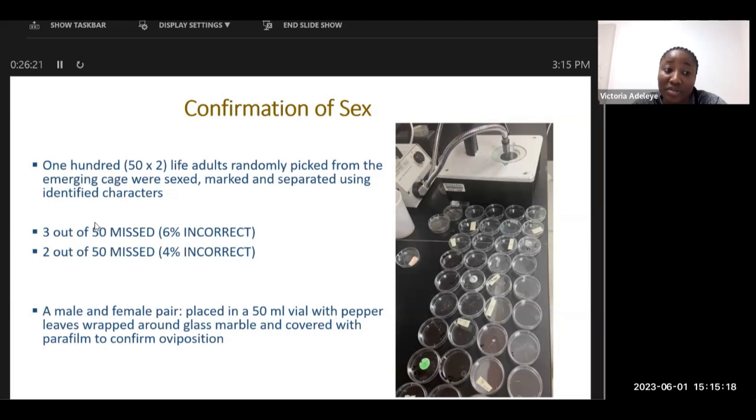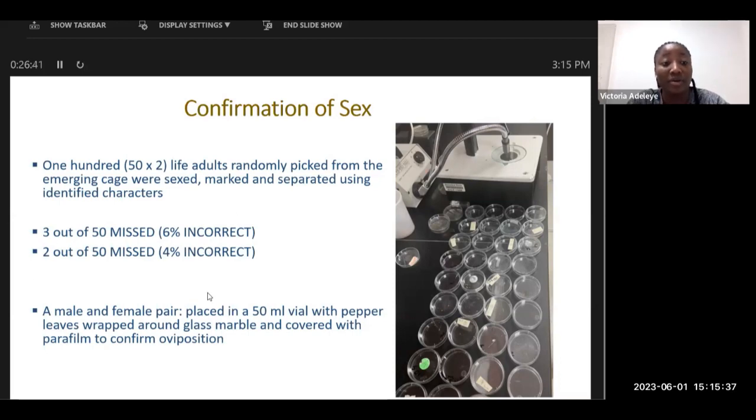And out of the first one that I did, I missed 3 out of 50, while 2 out of 50 were incorrect for the second one I did. So I was able to identify at least about 96% of all of the insects that I dissected.